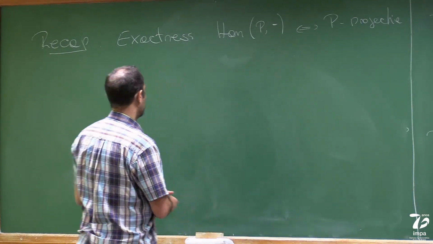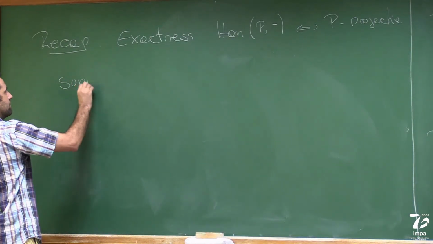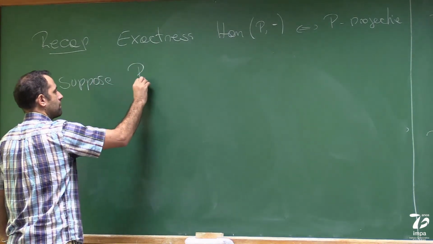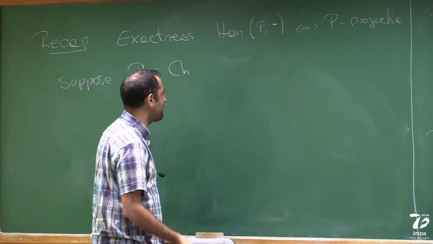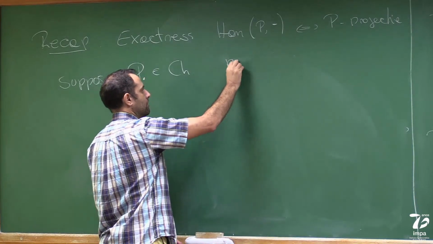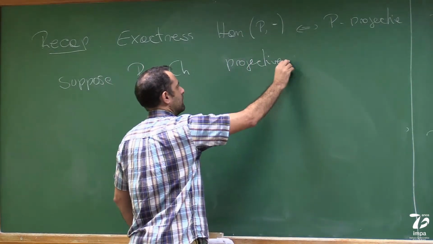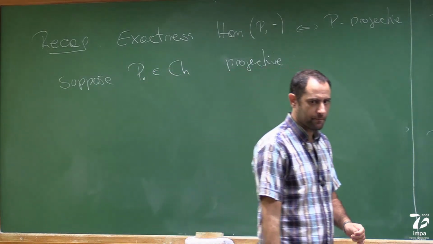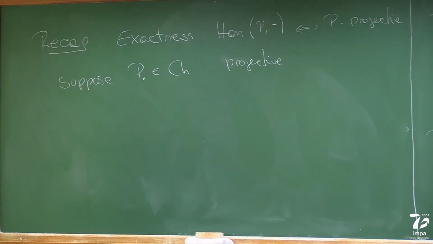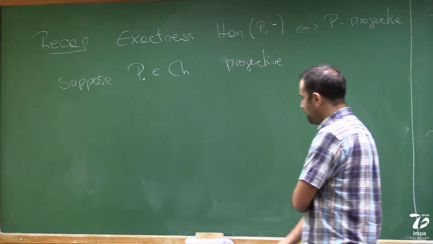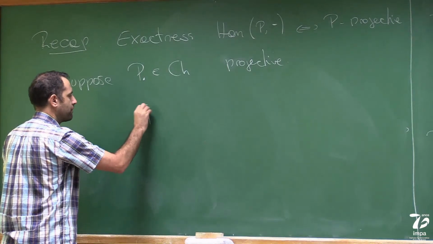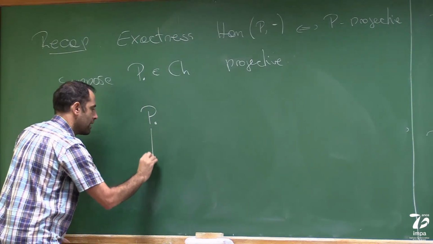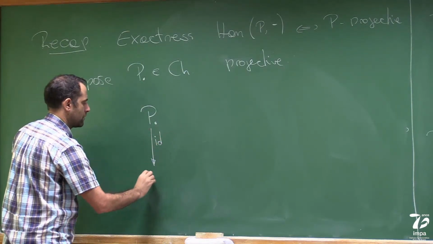So now let's suppose that we have a complex in chains, not exact, sorry, a complex in chains that is projective. Okay. So this means this guy is a projective object of this category of chain complexes. Then, well, remember we have the following datum. I can take this guy and I can map it by the identity to P.